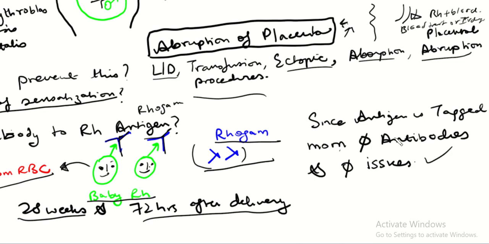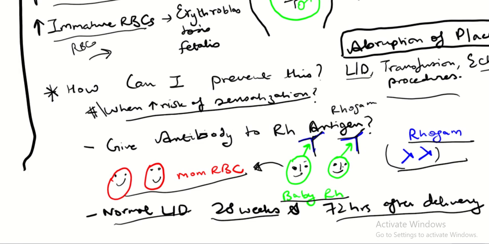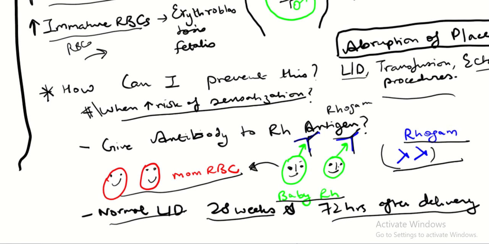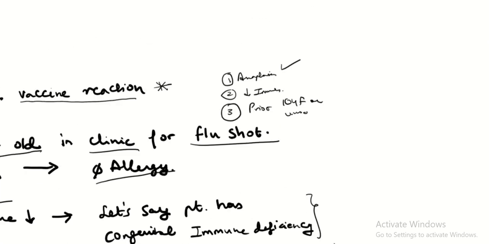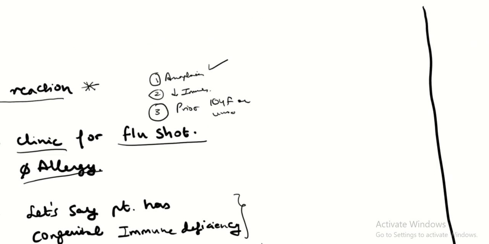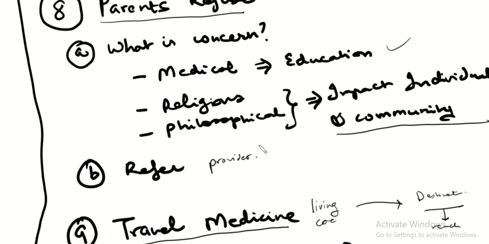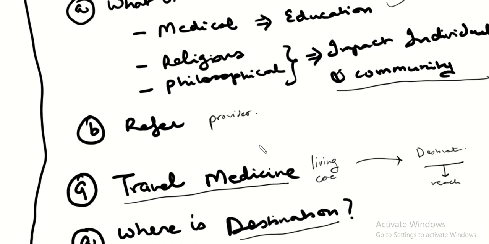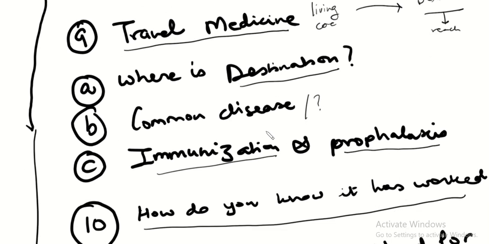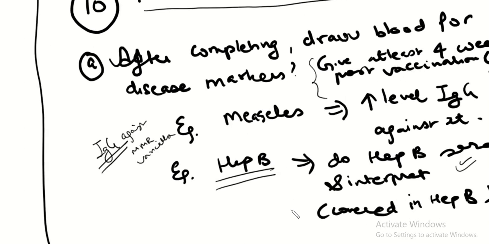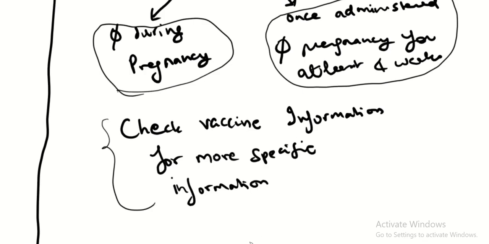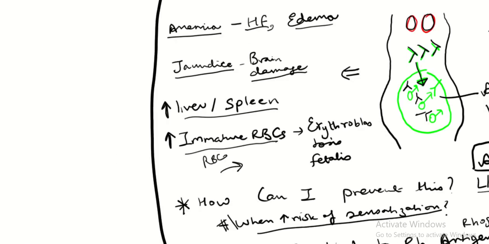So that, ladies and gentlemen, is Rhogam. And it is one of the marvels of modern medicine because it allows mothers with Rh negative blood to have subsequent pregnancies that are normal. So let's just go through real quick what we covered in this lecture. So the first thing we did was we applied vaccine reactions and the principles. We talked about parent refusal or patient refusal to vaccines, what to do, travel medicine, how do we know the vaccines are working, immunizations during pregnancy, and some of the principles.